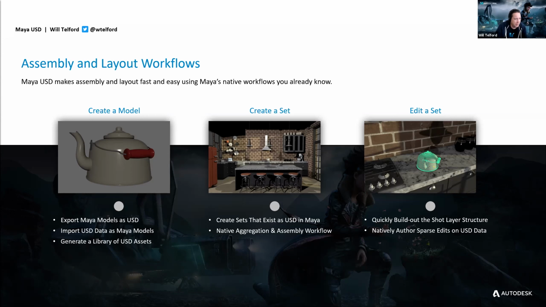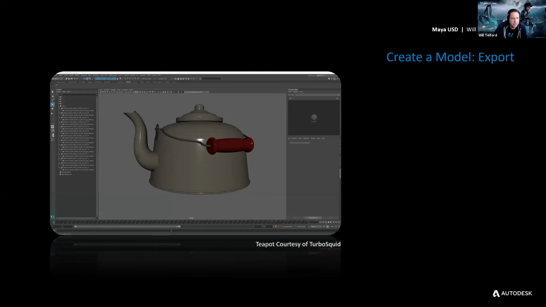And that's really how we've defined the creating a set aspect of it. And then finally, you need to be able to edit a set. And editing a set means that you want to be able to create a layer shot structure that your pipeline might use, but you also want to be able to author those non-destructive edits on that USD data that we talked about. So I'll go ahead and drill into that.